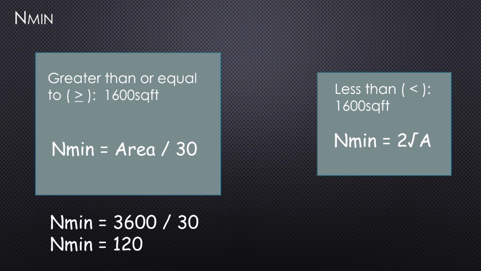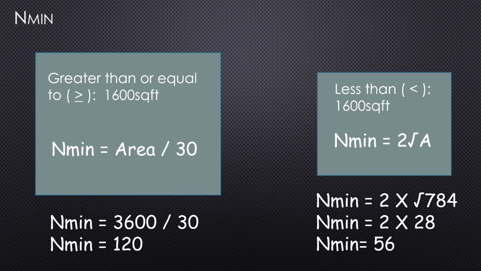Getting back to the slide, let's say you have a 784 square foot floor section that you want to measure. How many N-mins do you need? Well, N-min in this case is equal to 2 times the square root of 784. First, find the square root of 784, which is 28. Now multiply 2 times 28, and your N-min for this section is 56.